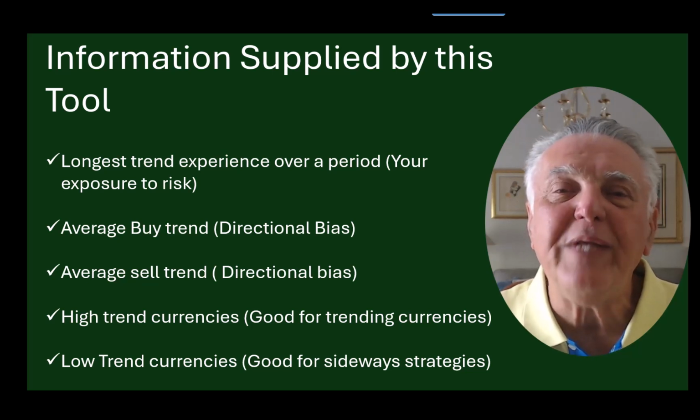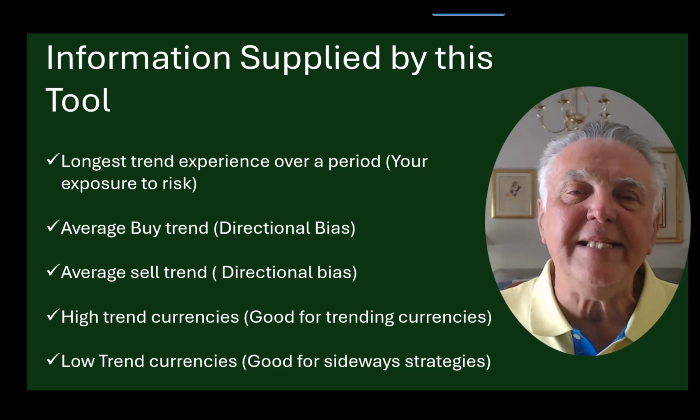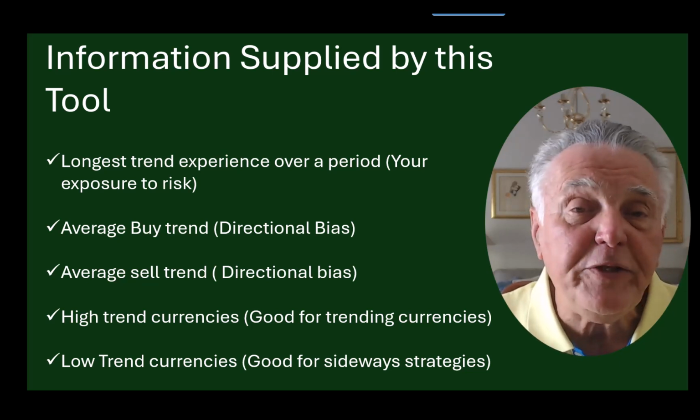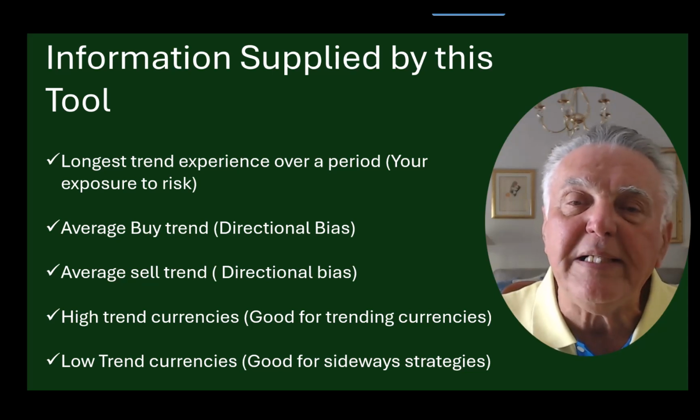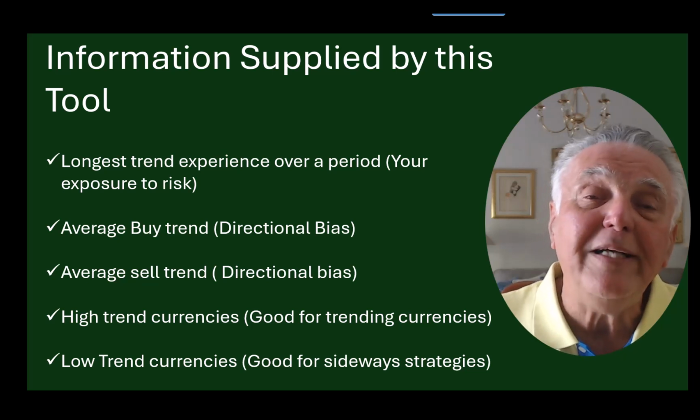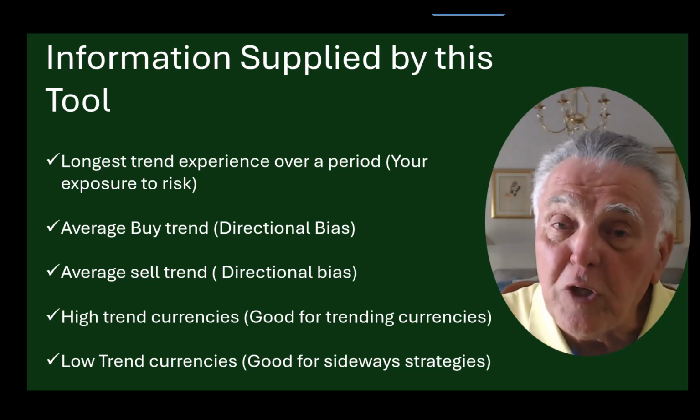It also gives you the average buy trend length and the average sell trend length for information. And often if the one's bigger than the other one, then it shows you the dominant trend. So if the buys are bigger than the sells, then there's a dominant buy.